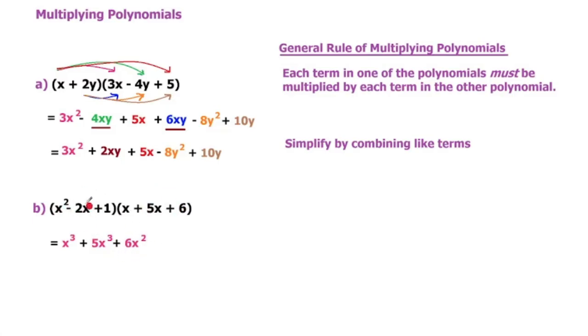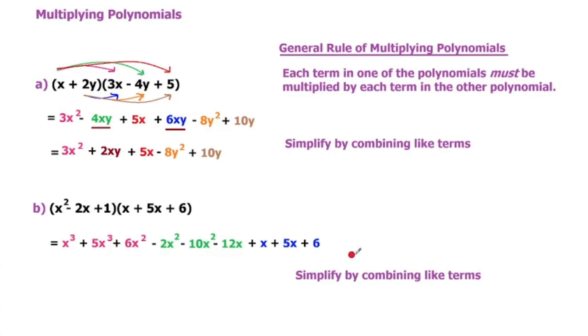Now let's work on this term, multiplying this term out into each of these. Okay, so here it is. Minus 2x times x is minus 2x squared. Minus 2x times 5x is minus 10x squared. Minus 2x times 6 is negative 12x. Now we're going to multiply the final term, 1, into x, 5x, and then 6. 1 times x is x. 1 times 5x is 5x. 1 times 6 is 6.